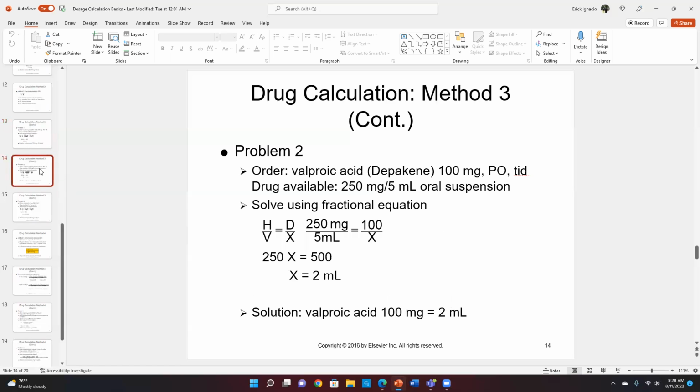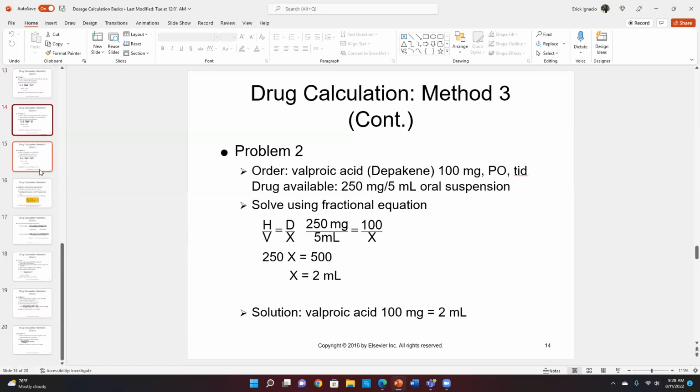All right, let's go to the next problem. We have valproic acid or Depakene, 100 milligrams PO by mouth TID. TID means 3 times a day. If you saw BID, that would be 2 times a day, okay? So the drug is available in 250 milligrams per 5 mL, and this is an oral suspension. Fun thing to know about suspensions: this is the one medication that you want to shake vigorously because it tends to separate. So that's just a fun fact for you.